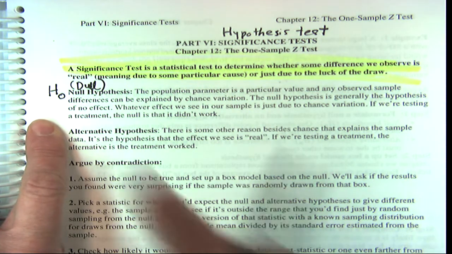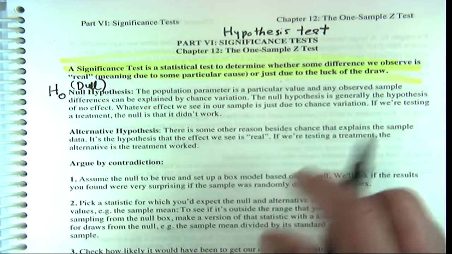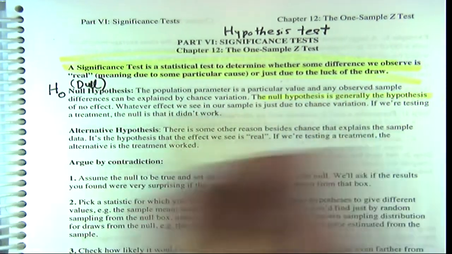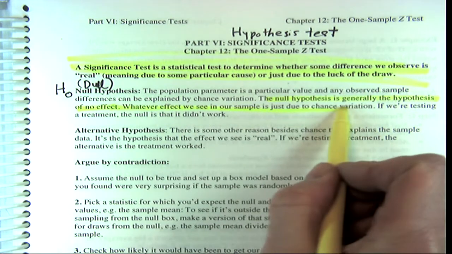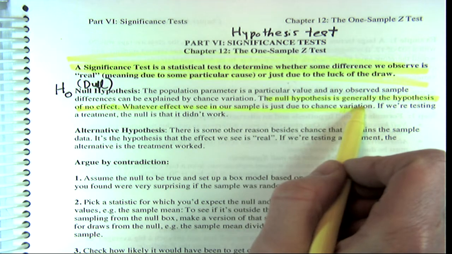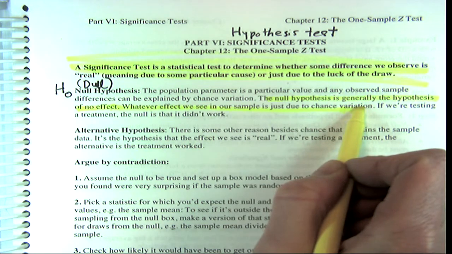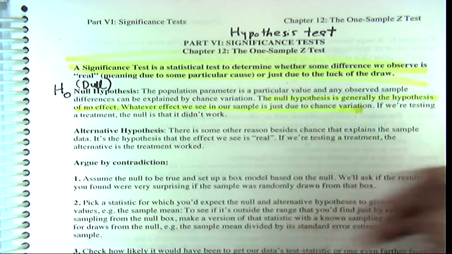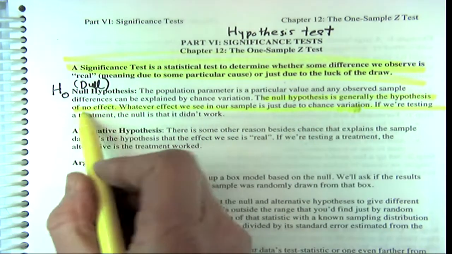If we assume that it's just due to chance, how likely is it? The null hypothesis is generally the hypothesis of no effect. Whatever we see in our sample is just due to chance variation. And so then we calculate the probability of seeing our test result. Is our test result likely to have come from a chance procedure or not? Okay, so that's all we're doing.